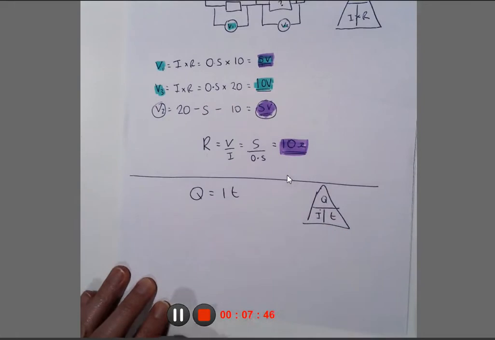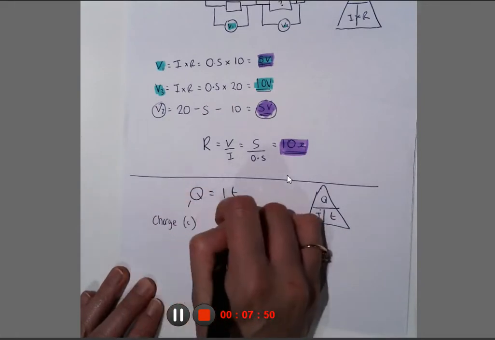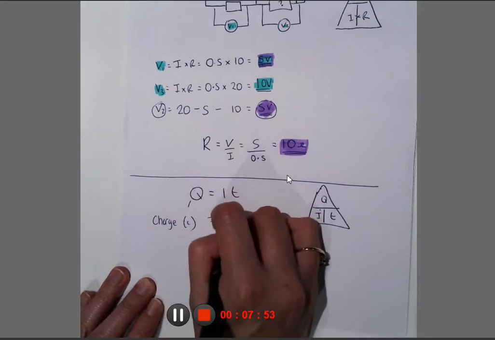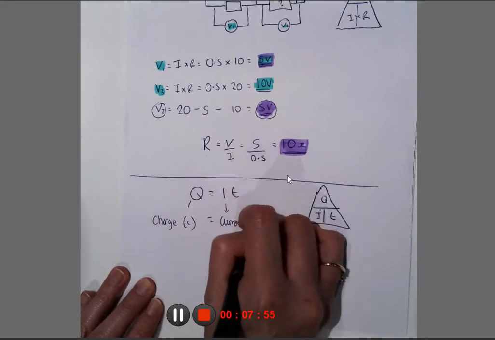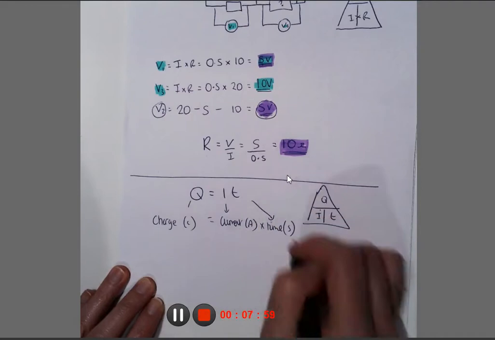Q is charge, it's measured in coulombs. I is current, it's measured in amps. And T is time, and it's measured in seconds.